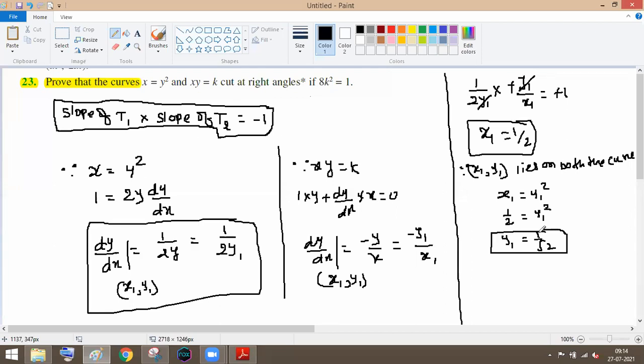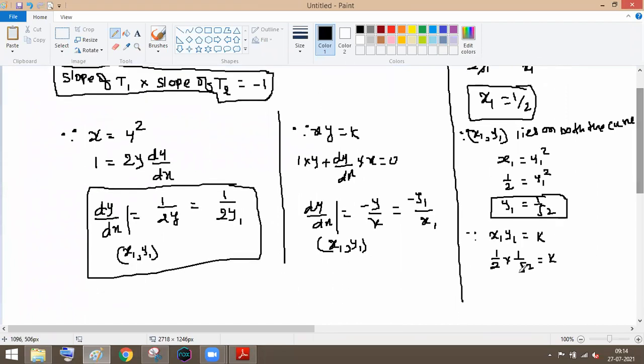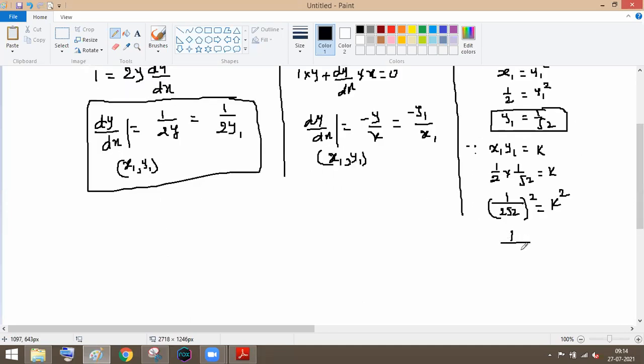Now can I put the x1 and the y1 in the second equation? Since x1 into y1 should be equal to k, because it must also satisfy the second equation. If I put x1 equal to 1 by 2 and y1 equal to 1 by root 2, we'll get k. But in the proof there is k square, so I do the square of both sides. We get 1 by 2 root 2 whole square equal to k square. It means 1 by 4 into 1 by 2 equal to k square, so 1 equal to 8k square. And this is the proof.